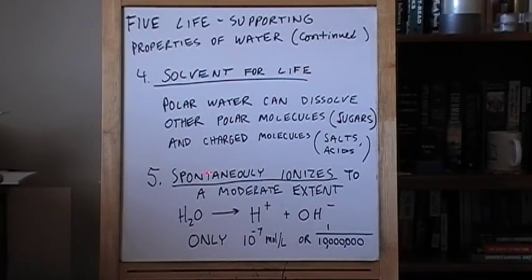And the last property is that water will spontaneously ionize, but it does so to a moderate extent. If you have pure water, a small portion will break down into hydrogen ion and hydroxide ion. But it does this only to the extent of 10 to the minus 7 mole per liter, or in other words, 1 over 10 million mole per liter, which means just a very small portion of it is ionized.